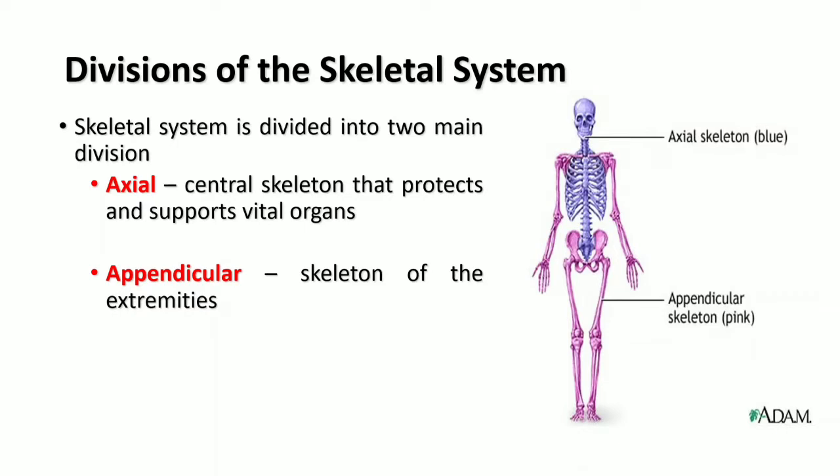The axial skeleton is helpful for the protection of different vital organs like the brain, heart, etc. Whereas the appendicular skeleton is helpful for different kinds of movements like standing, sitting, and other movements during exercises. So this is how our skeletal system is divided into two, axial and appendicular.